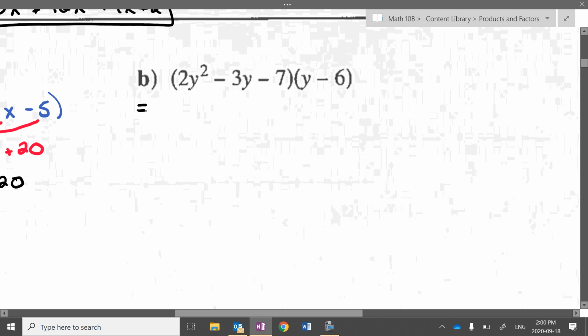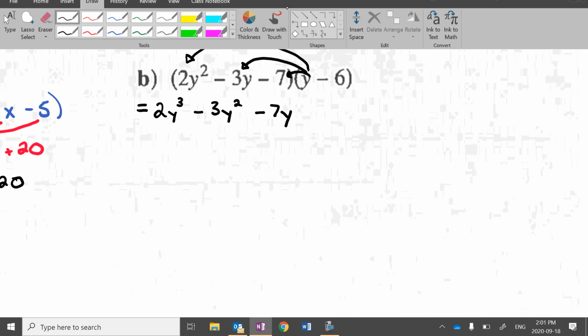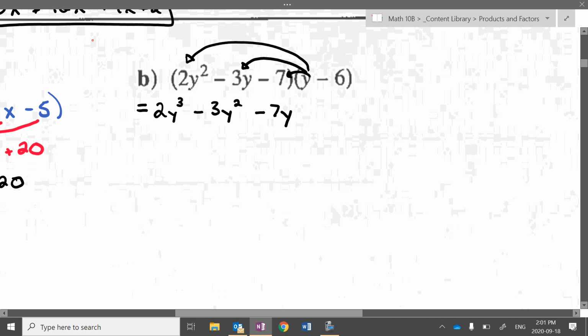So for example, in this first one, I like doing the smaller one first. So I'm going to do y times 2y. Sorry, y times 2y squared. So that's going to give me 2y to the power of 3. Then y times my middle term gives me negative 3y squared. And then y times my 7. I think it's easier just to draw arrows to make sure I don't make a mistake and just do each piece. The arrows also help ensure that you've done each term.